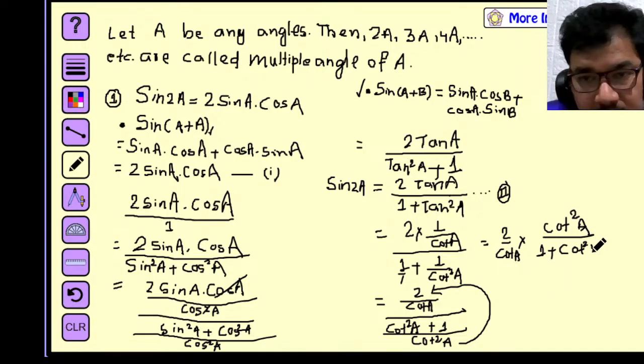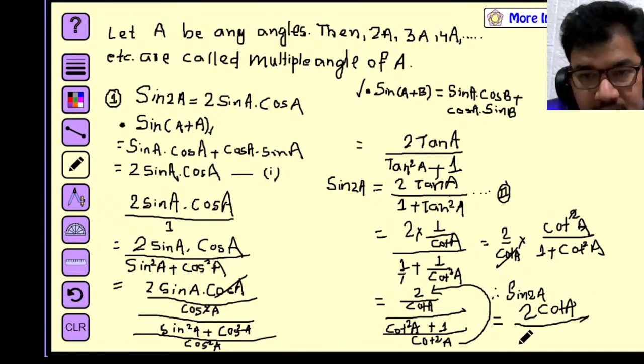Here will be 1 plus cot square A, okay? And then now we can cancel this cot A and 1 cot A cancel. Therefore here comes sine 2A. Therefore we can write sine 2A in terms of cot A. That is here 2 cot A. Remaining of this multiplication, that's 2 into cot A, 2 cot A.